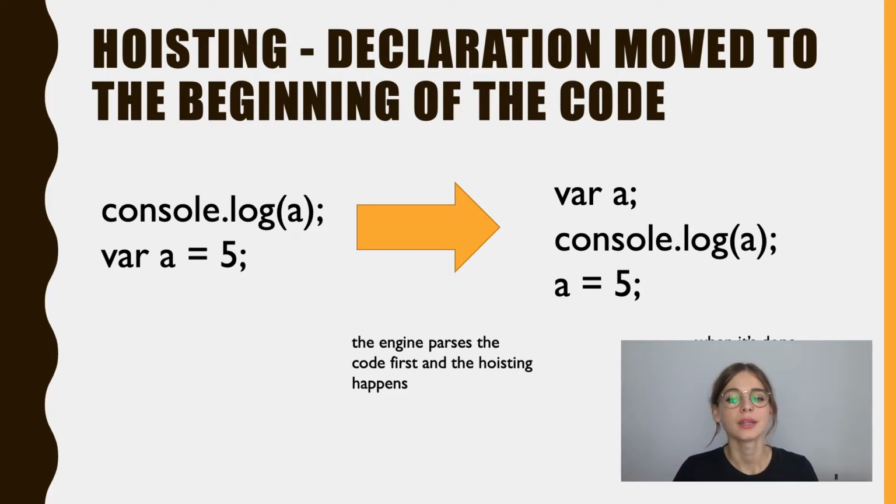However, this process would still consist of two stages. At first, the JS engine would parse through the code, so it's like the compilation phase, and only after it's done, but it takes only like a fraction of a second, it would execute the code. And at this compilation phase, it would do the hoisting. That's when hoisting happens. So it would find the variable a, extract the declaration and move it to the top.